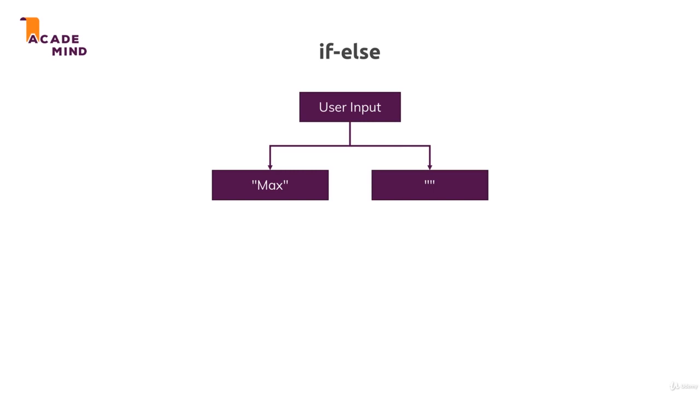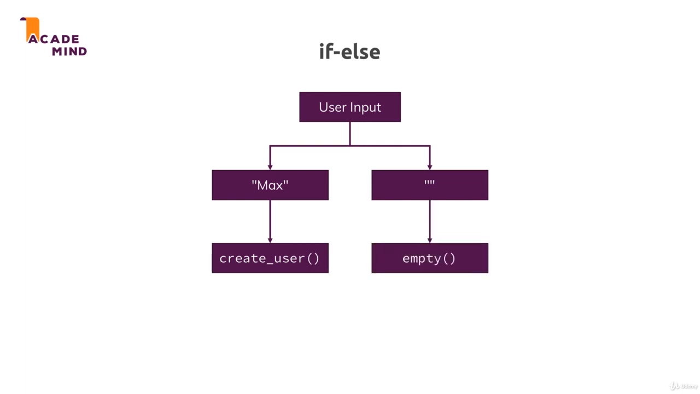Now in our program, we maybe want to execute different code for the different inputs. For the correct name, we want to create a user. And if the input was empty, we want to execute an empty function which prompts the user again, maybe, something like that. So depending on certain conditions, on certain data, we want to execute certain code. And that is a pretty common scenario. Of course, not just for user input, but for any kind of problems you face in your programs.